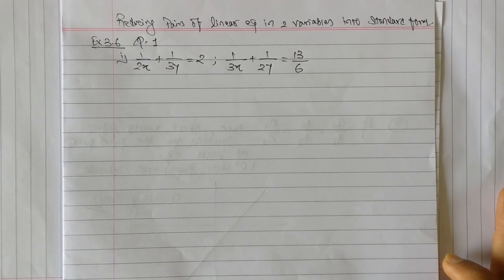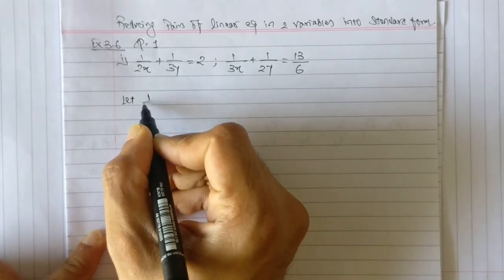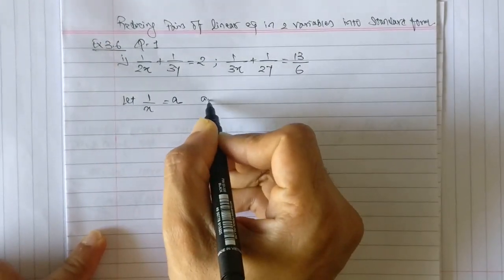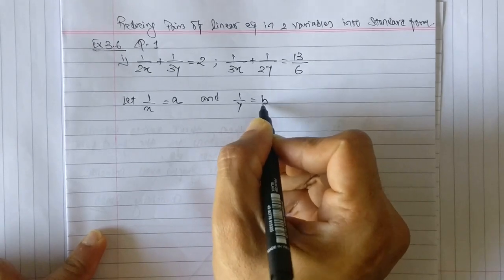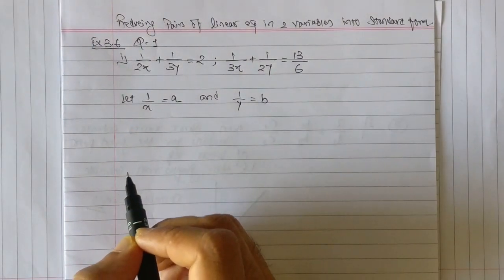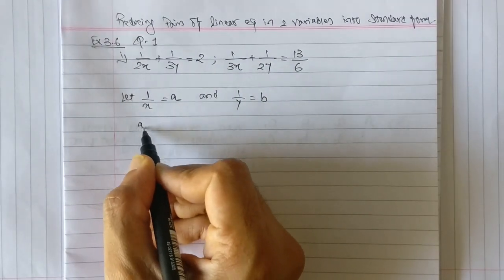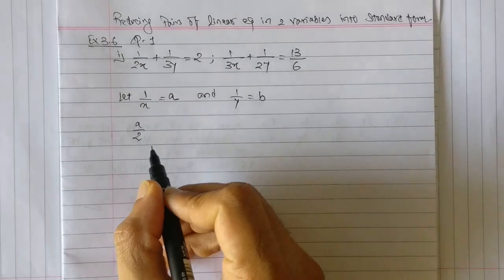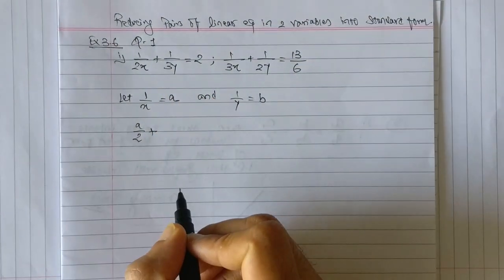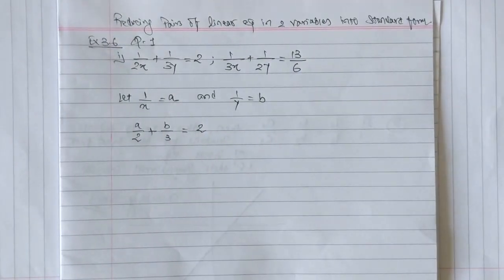The first equation is 1 by 2x plus 1 by 3y is equal to 2. x and y are in the denominator. Let 1 by x be equal to a and 1 by y be equal to b. So in equation 1, in which there is 1 by 2x, it will become a by 2, and 1 by 3y will become b by 3, is equal to 2.